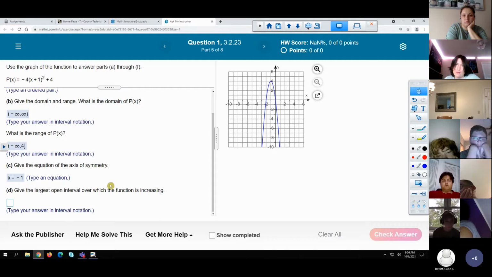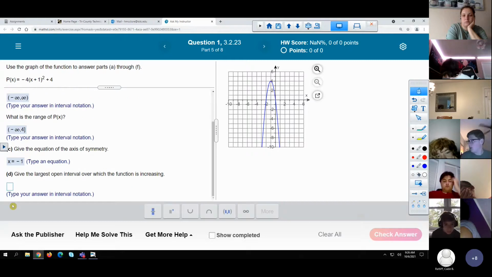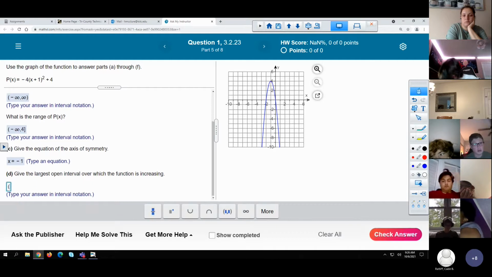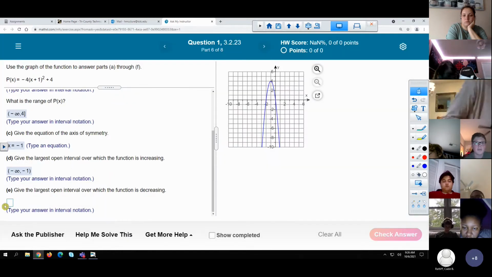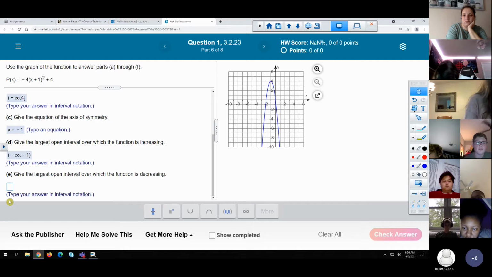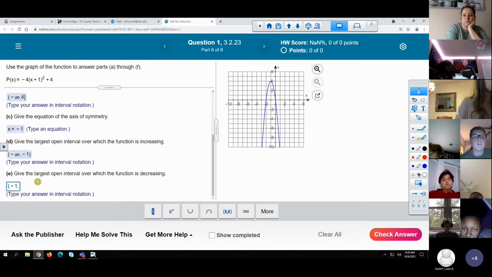Negative infinity. Oh, my Lord. Negative. I'm about ready to quit. Negative infinity, comma, -1, and that's increasing. Decreasing is from -1, comma, positive infinity.